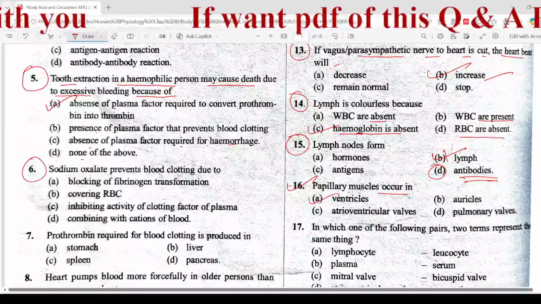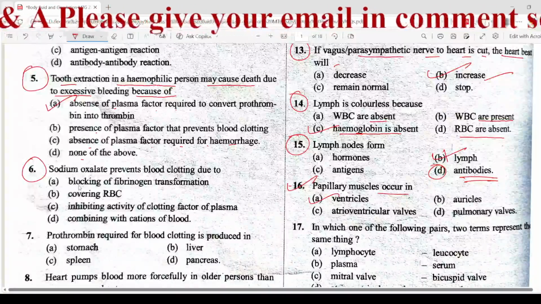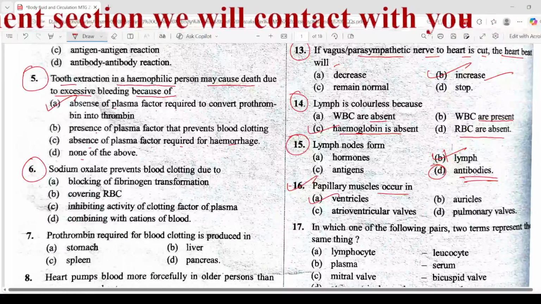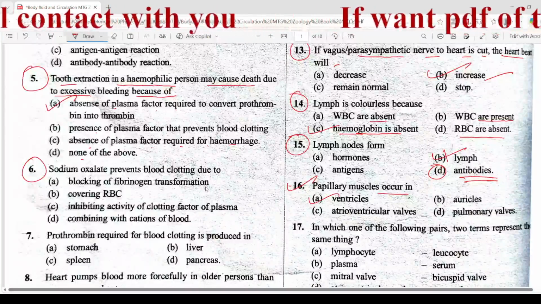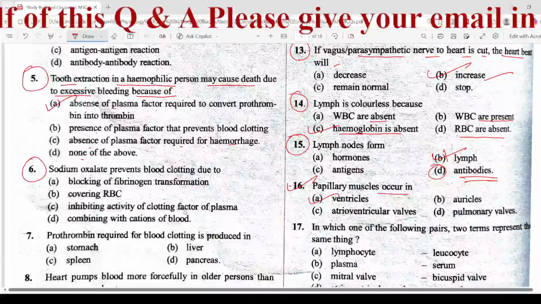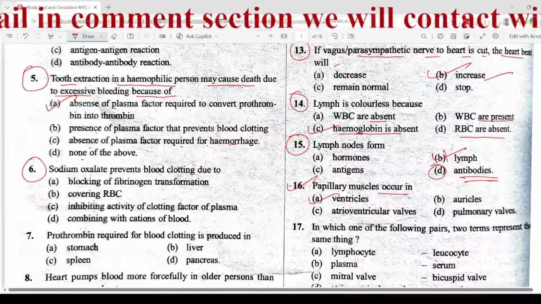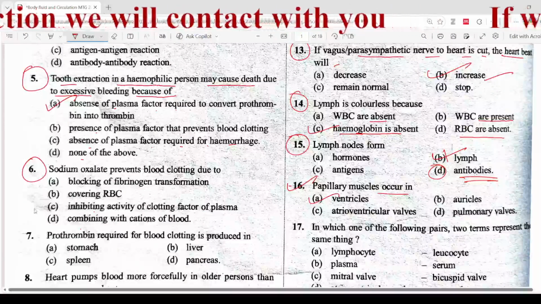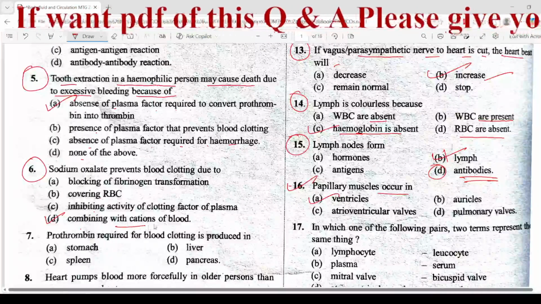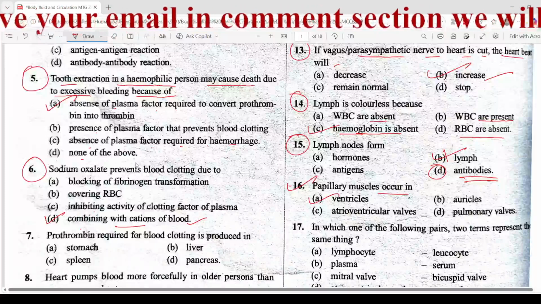Sodium oxalate prevents blood clotting due to. Four options are given. What is the function of sodium oxalate in blood clotting? The options are: blocking of fibrinogen transformation, covering RBC, inhibiting activity of clotting factor of plasma, or combining with cations of blood. You have to choose the correct answer. The correct answer is option D, combining with cations of blood.